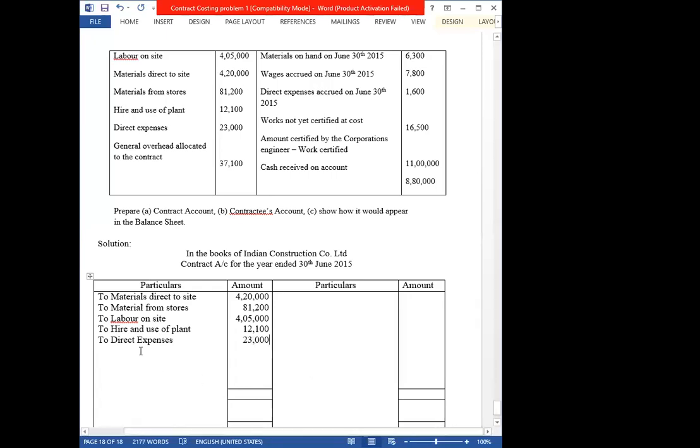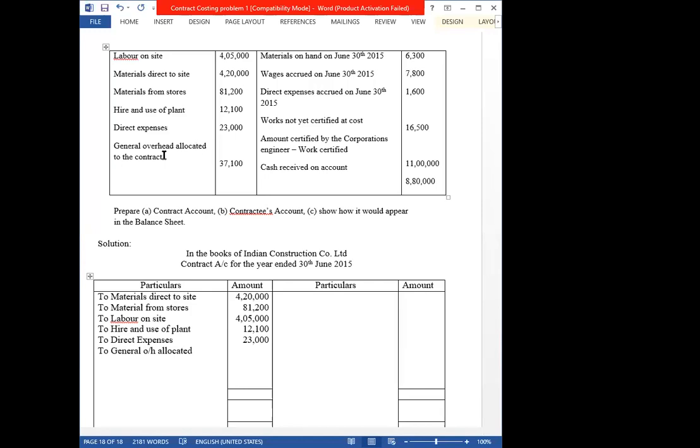Next is general overhead allocated. I am using the short form, overhead allocated. You can ask the question, why is it given as allocated to the contract. You know very well, general overhead means general expenses which you cannot categorize. Some expenses are common to many contracts. Say for example, I am having a supervisor. That supervisor will be supervising all the contracts. He will be going to this side, again to another side, and so on. Those expenses are common to all the contracts.